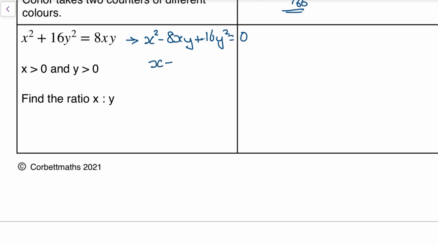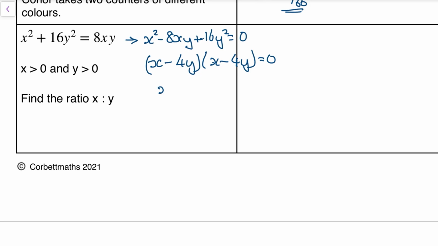So I must be able to write this as x minus 4y squared. I'm going to write it like this and then I'll show you what I mean. Is equal to 0 because x times x is x squared and x times minus 4y is minus 4xy and another one is minus 8xy. Yeah, that's correct. Which means it must therefore be true, if it equals 0, that x equals 4y.